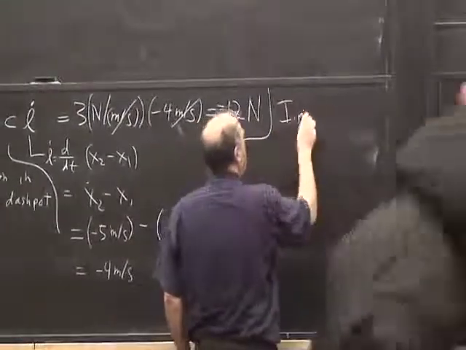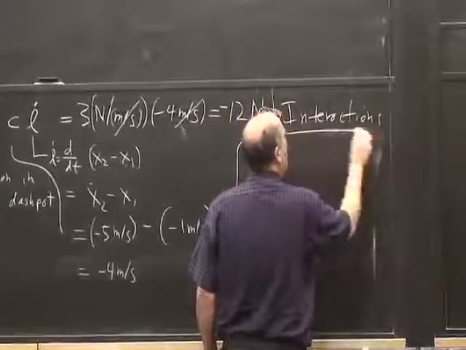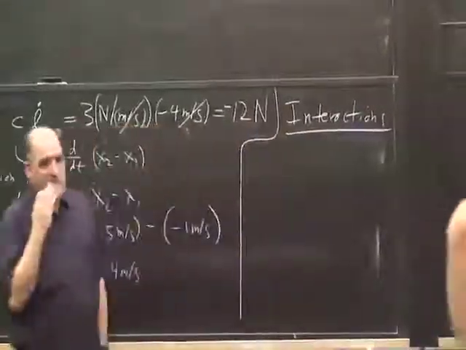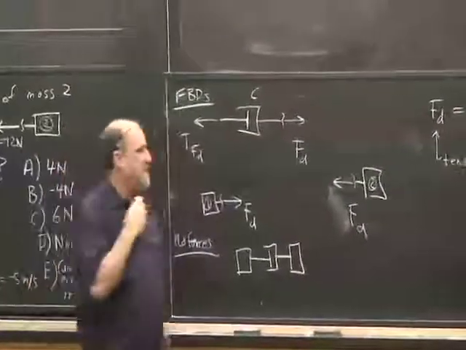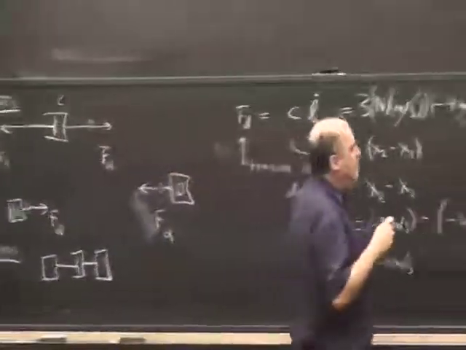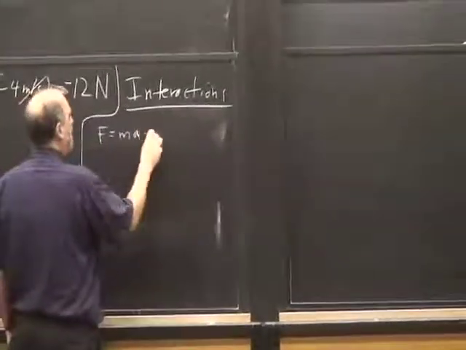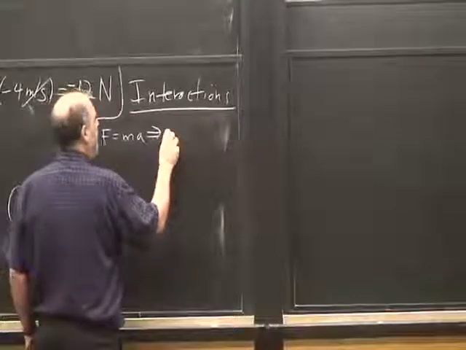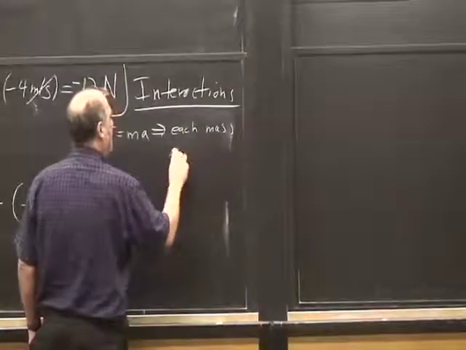Okay, so now I want to talk about interactions more generally, and then I want to limit myself to a specific kind of interaction, which is a collisional interaction. But we have our basic equation F equals ma, which we can apply for each particle or each mass in a system.